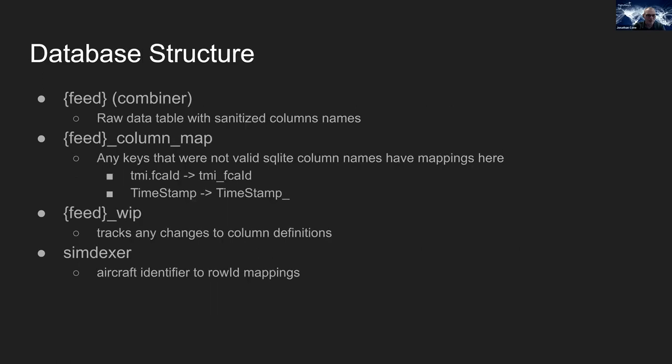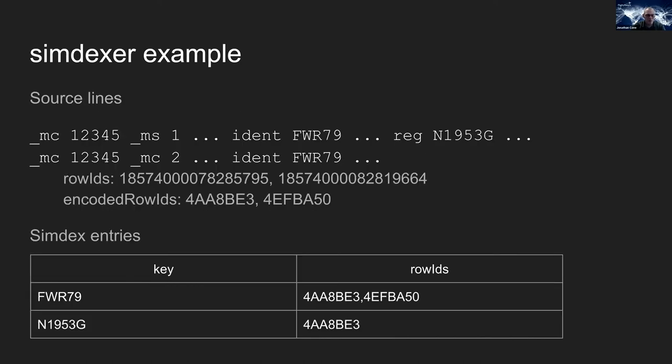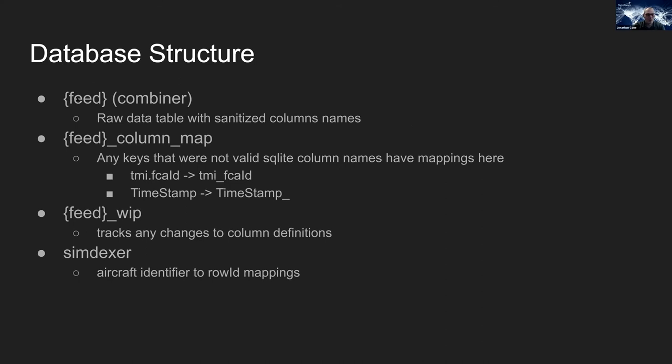So the Daylite database structure then, if you open one of these SQLite files in the end, you'll have one table that's named based on whatever the feed was. So for example, combiner is the one we use for sim runs. That's that raw input coming into hyperfeed. So we'll have one table called combiner. It's got all of those columns with the sanitized names and the raw data itself.